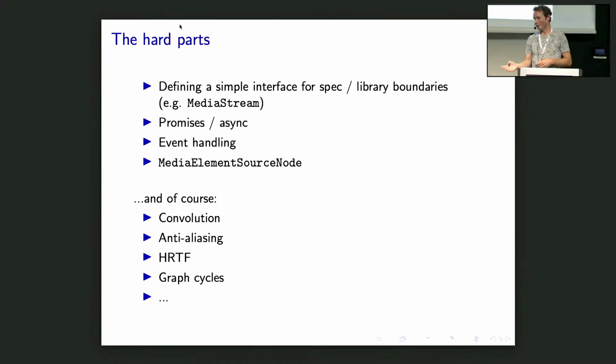I just want to give also the example of the media element source node. It's a very simple node. You connect media into the graph, but there's so much behind it because a media element can communicate over the network or disk. It does buffering, seeking, reverse playback, pitching. We needed to implement a big chunk of all that. And of course, all the other audio stuff that is generally hard is also hard for us. Convolution in real time, anti-aliasing, head-related transfer functions, graphs in your audio graph.